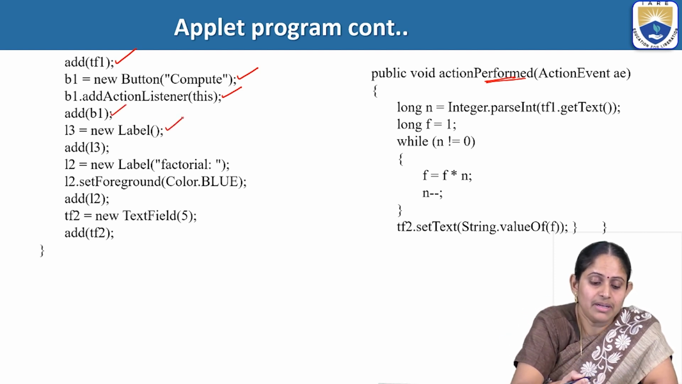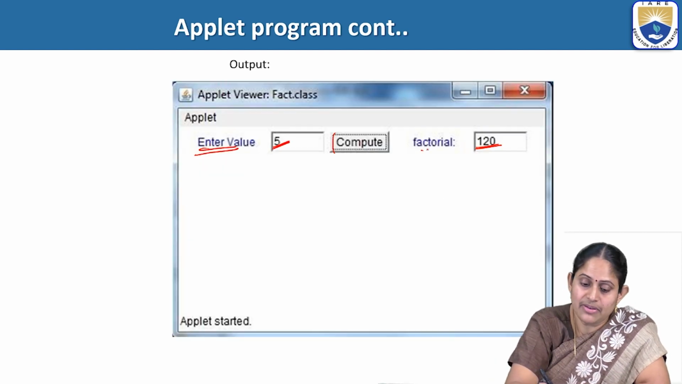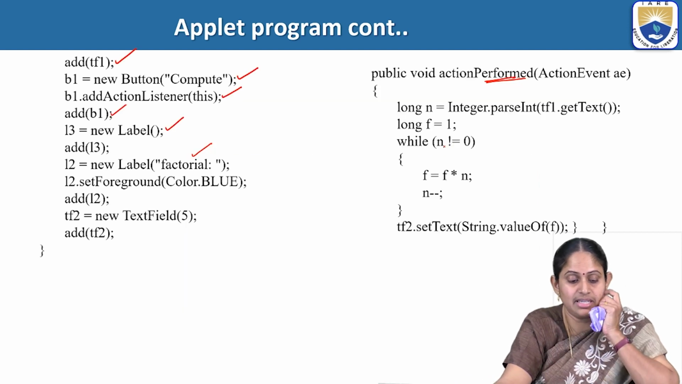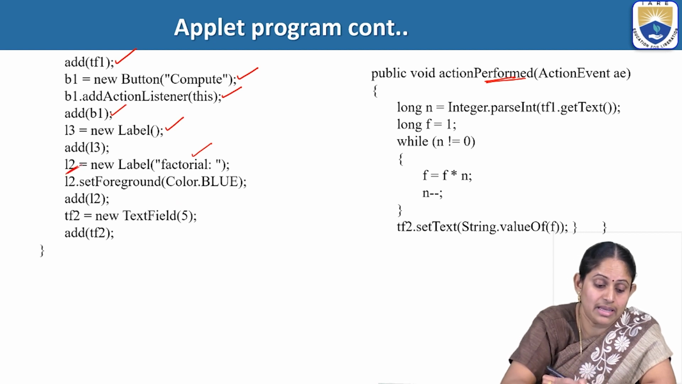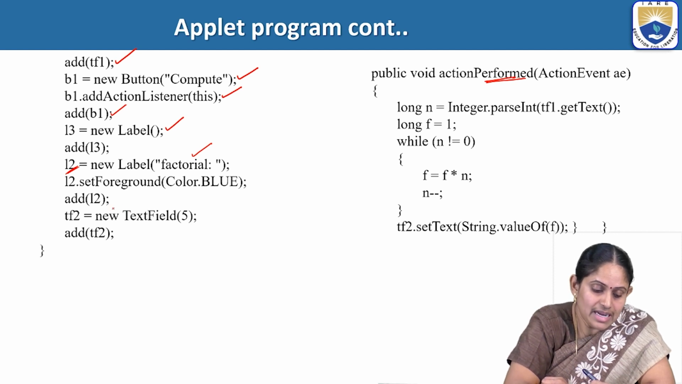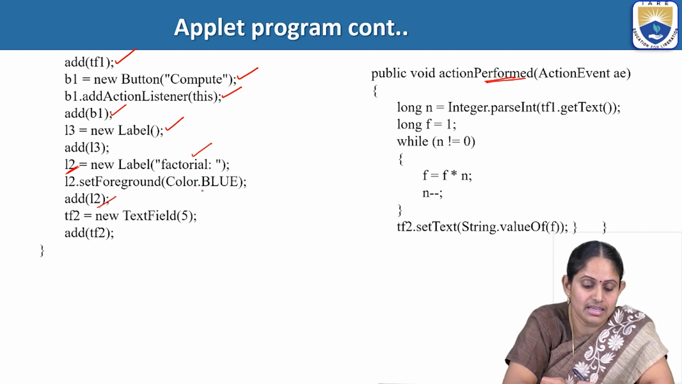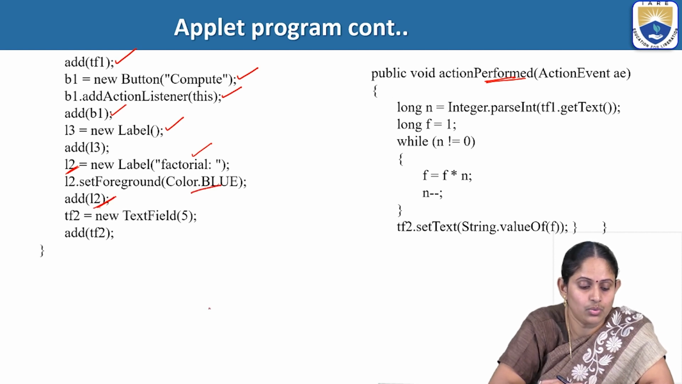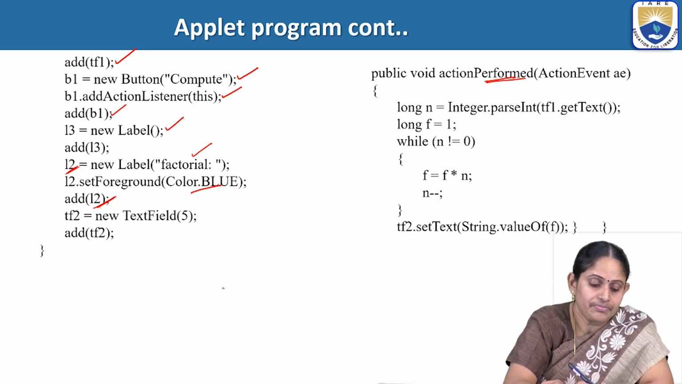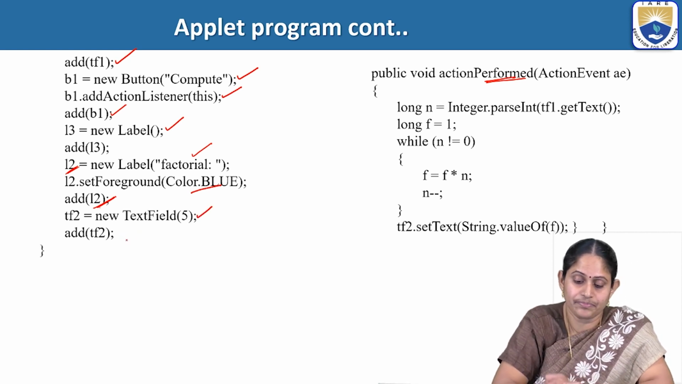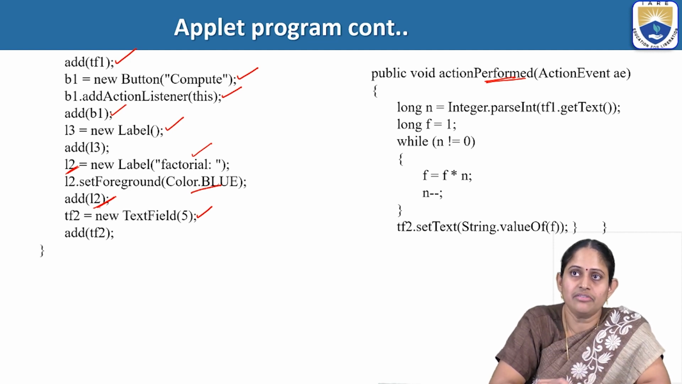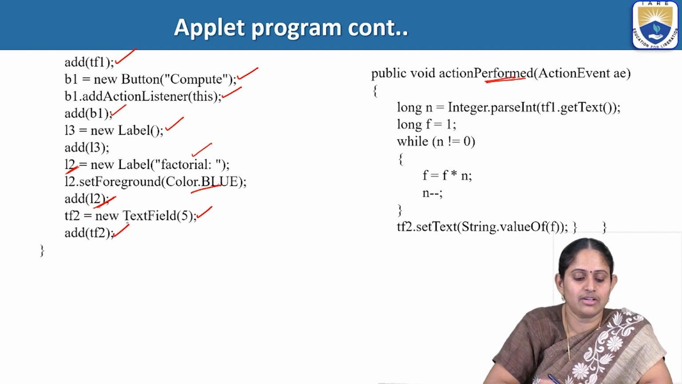Then we have this label, L3 label, which is displaying the factorial. Sorry, it is set to label 2, its color is set to blue, and we are adding that label 2 onto the applet. Then we have this text field which will display the answer or the factorial, and that field also is added onto the applet.